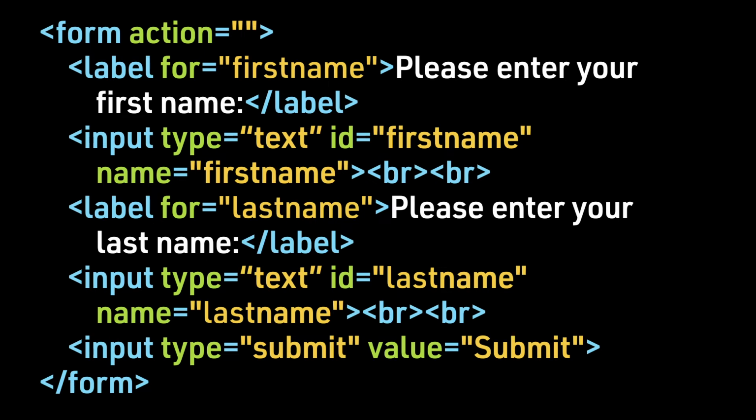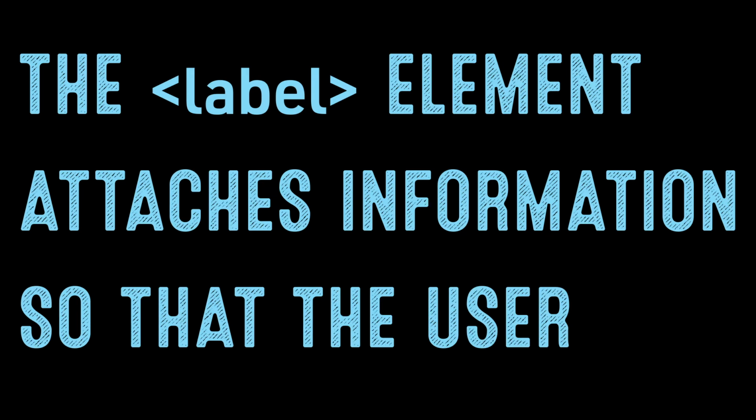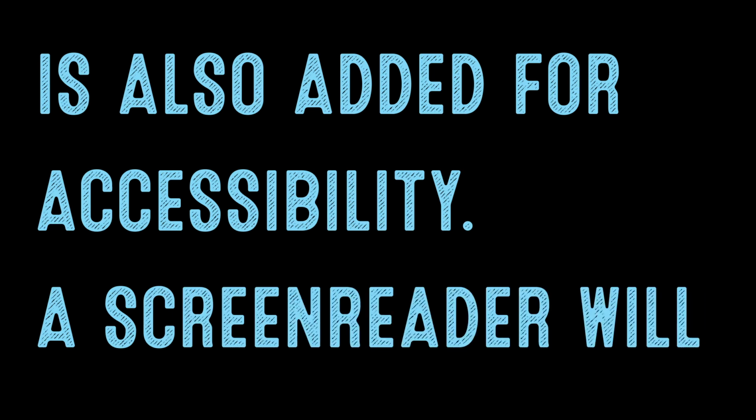You will notice not only the use of the form and input elements, but also the inclusion of the label element. The label element attaches information so the user knows what data is sought from them. The label element is also added for accessibility. A screen reader will read out the label when the user focuses on the input element.